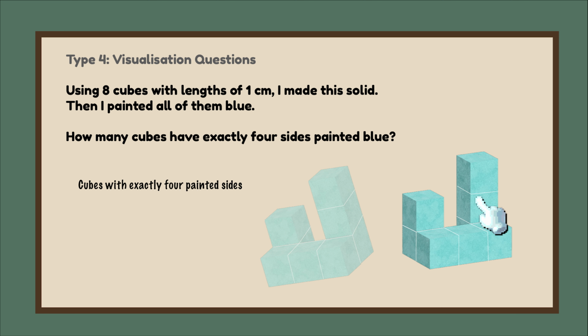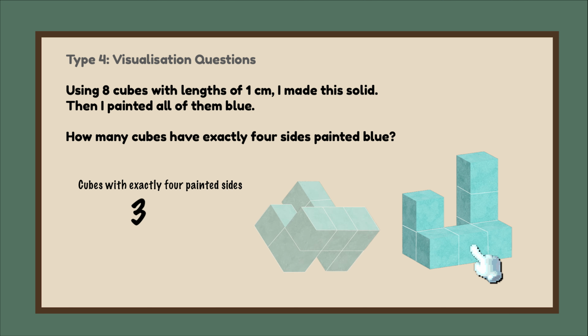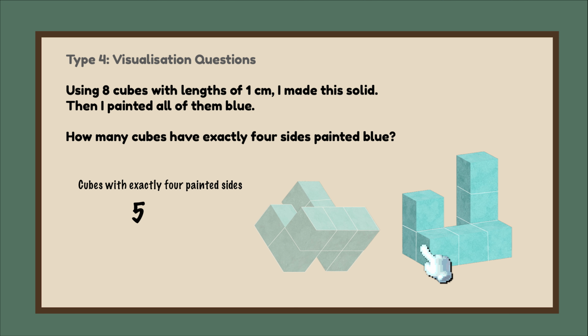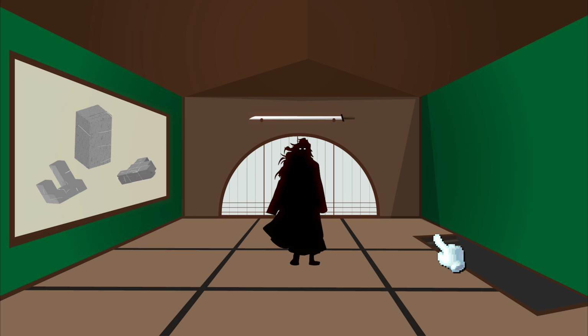So this one, 1, 2, 3, 4. Okay, that's our first one. And there's one at the back here. So 1, 2, 3, 4. Yeah, 4 sides. So that's 2. And the one in front here, 1, 2, 3, 4. That also counts. And so that's this one, 1, 2, 3, 4. One over here is the same as the other one, so yes. And the one over here, 1, 2, 3, 4, also 4 sides. The last one doesn't count because it has 5 sides painted. On to the next.